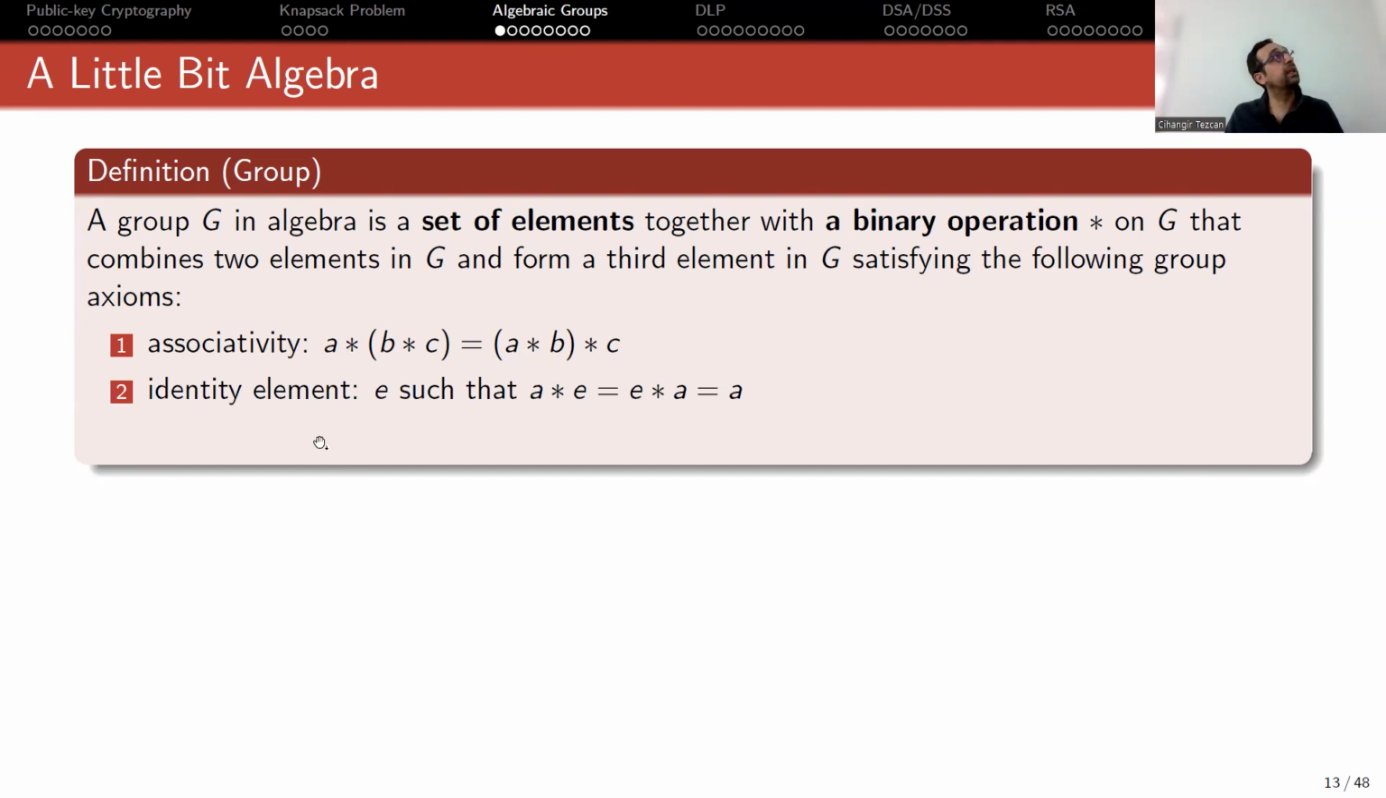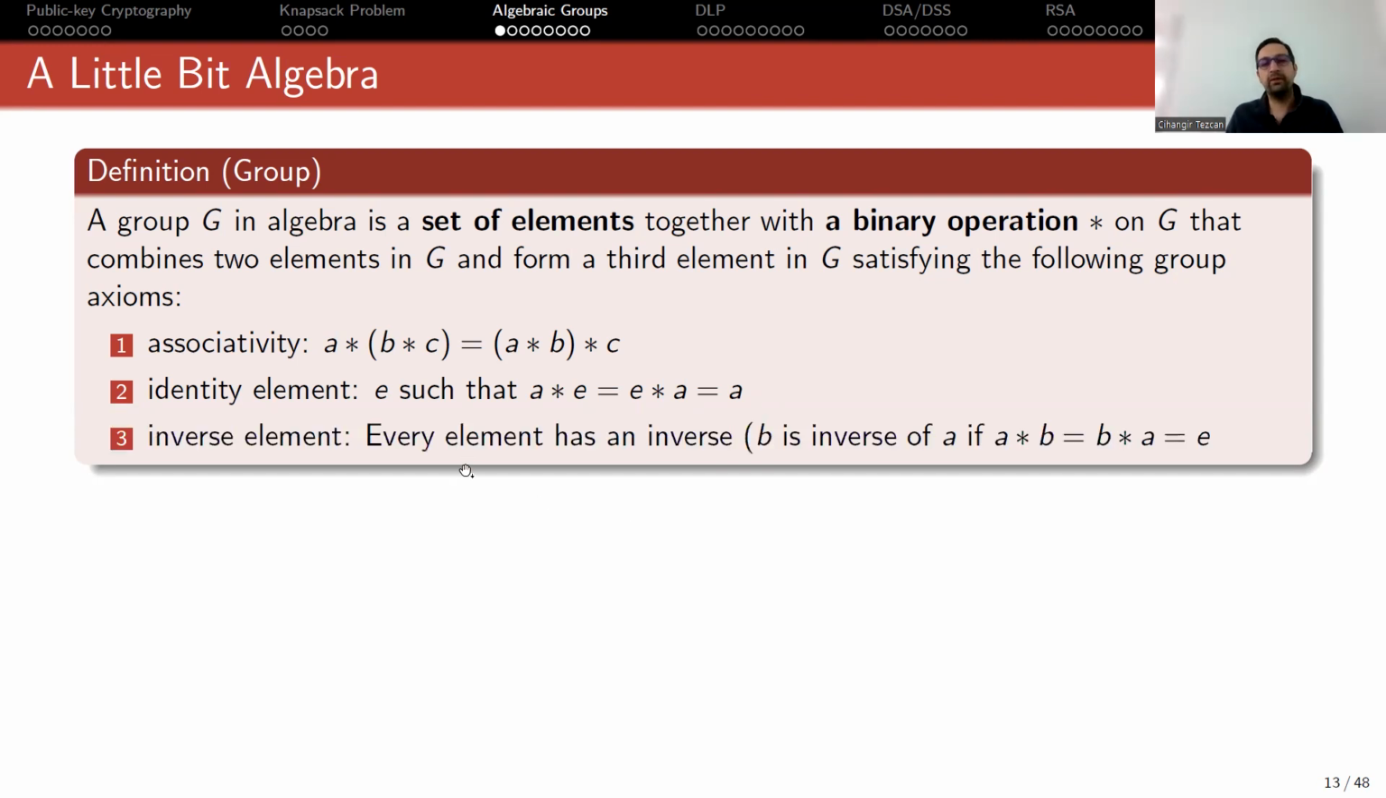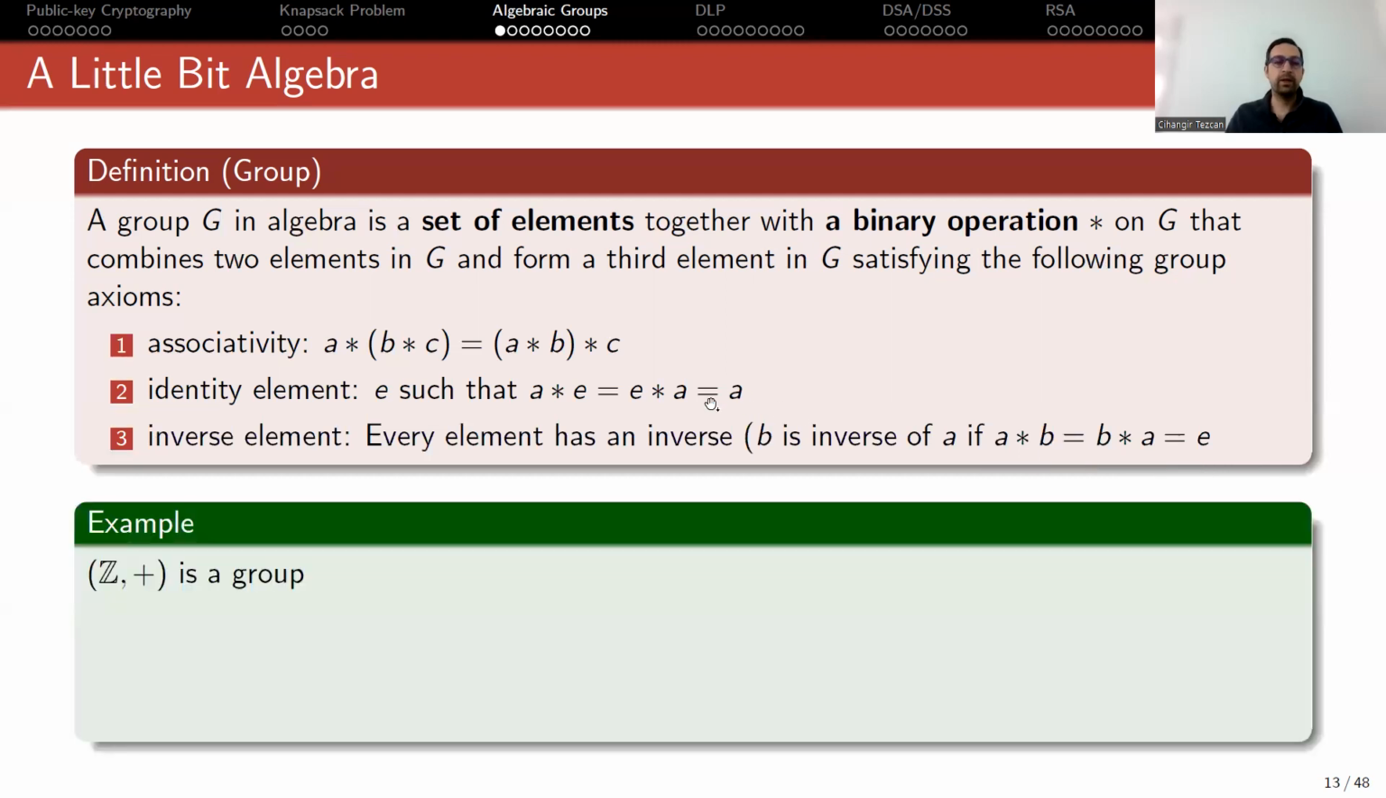Similarly, the next axiom is identity element. We want an element E such that A operation E should be equal to E operation A, which should give you A. So E is the identity element here. Finally, inverse element. Every element has an inverse. This is the axiom. So if it doesn't, then we don't call it a group. But the definition of an inverse is as follows. So B is the inverse of A if A operation B or B operation A gives you the identity element of this group. Okay.